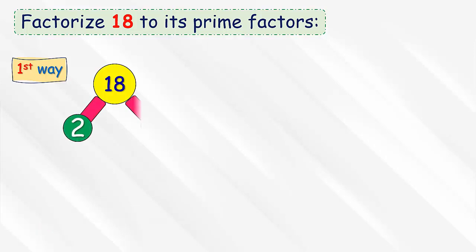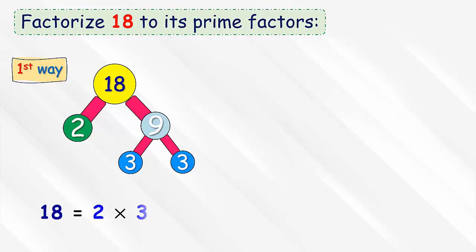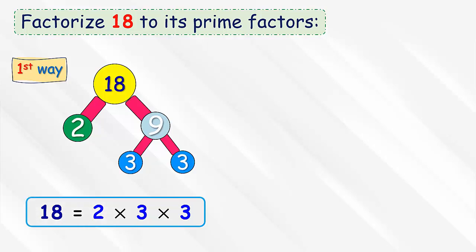For example, 9 times 2. And now we see that the number 9 is not a prime number, so we factorize the number 9 into the product of two numbers. So we find 3 times 3 equals 9. And because the numbers 2, 3, and 3 are prime numbers, the factorization of the number 18 into its prime factors will be 2 times 3 times 3.